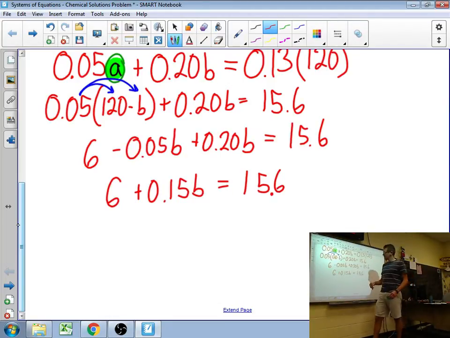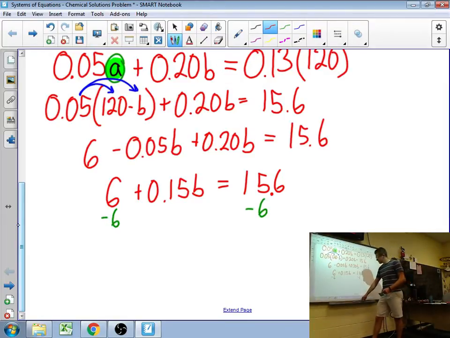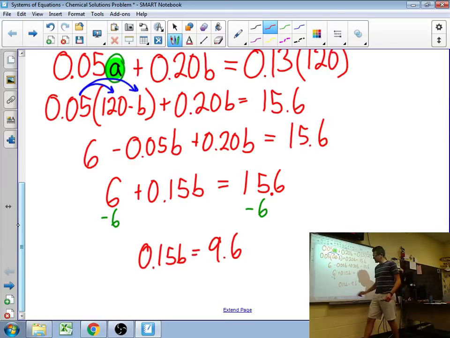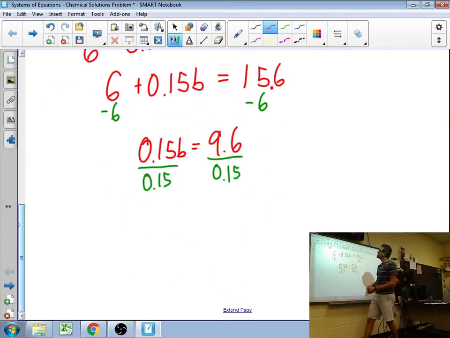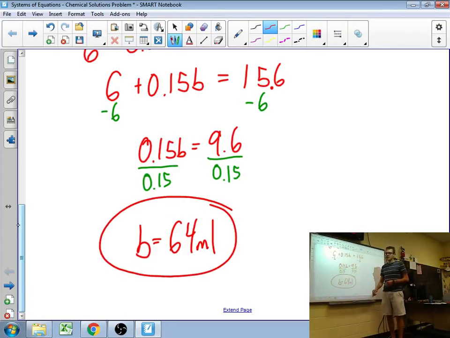Then I'm going to go ahead and combine my constant values through subtracting 6 off of each side. That gives me that 0.15B is equal to 9.6. And to isolate the B, I then just divide by the 0.15. And that is going to give me a value of B that is 64. So that tells me that we are going to use 64 milliliters of B.